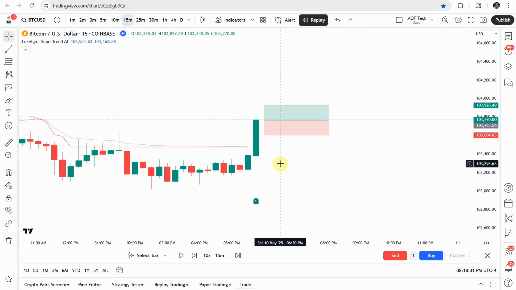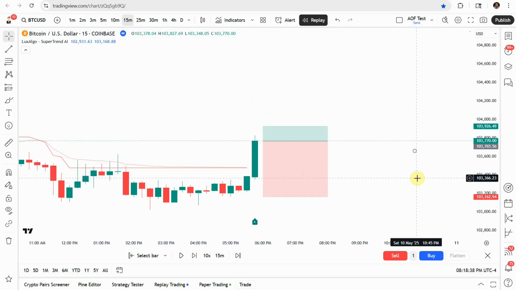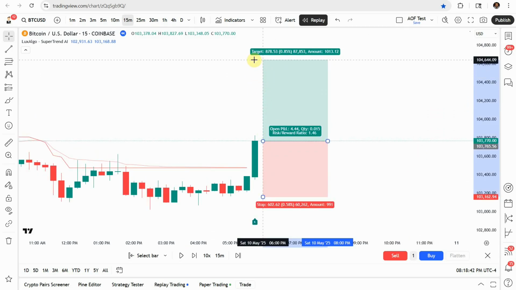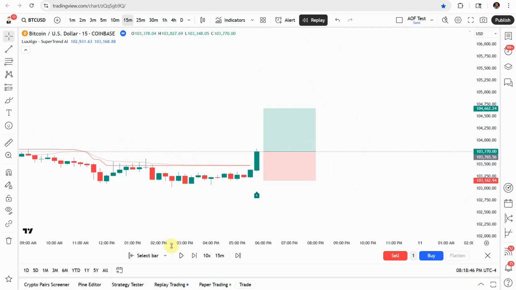We'll put our trade here. I'm going to put my stop just right down below this pivot area right here. And then I'm going to target a 1 to 1.5 risk reward. So we'll put it right about there. Let's go ahead and play this forward and see how it plays out.